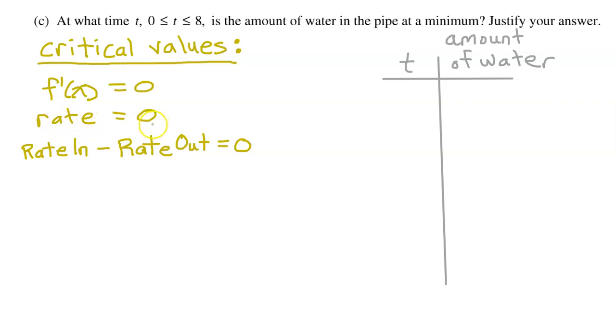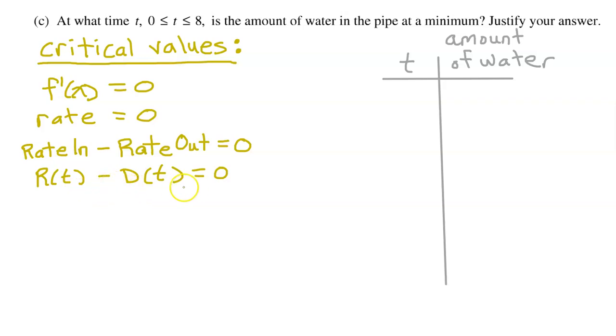For a rate in, rate out problem, the overall rate is always equal to the rate in minus the rate out. So, setting the rate equal to 0 becomes rate in minus rate out equals 0. We have functions for each of these. So the rate in is r of t, and the rate out is d of t. So r of t minus d of t equals 0. This will give us the critical values.